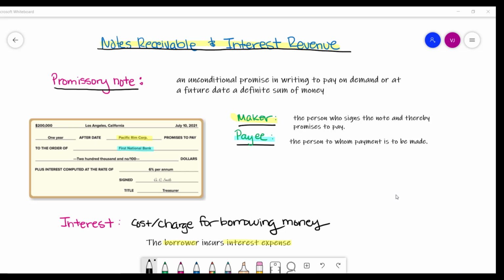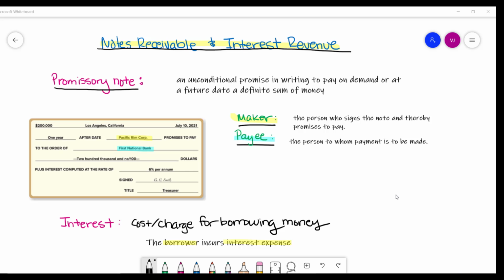In this last video, we're going to look at notes receivable and interest revenue. So notes receivable, remember, it's a little bit different from accounts receivable because it usually involves a promissory note and interest. A promissory note is just a fancy way of saying an unconditional promise to pay.